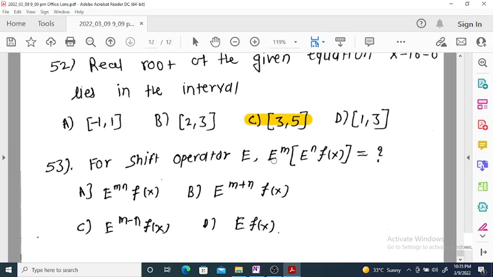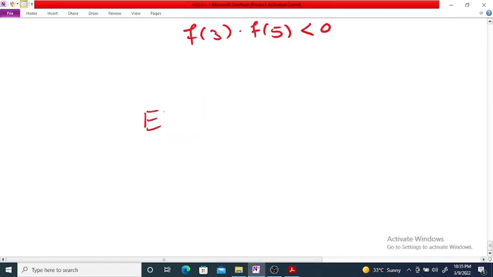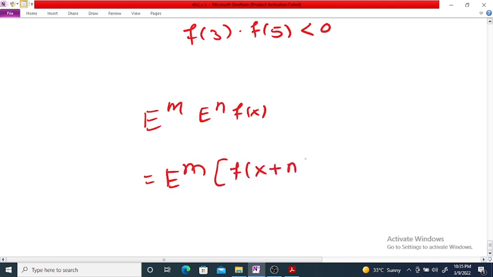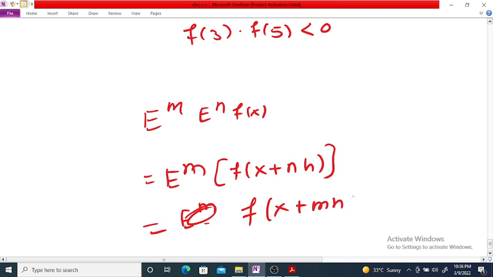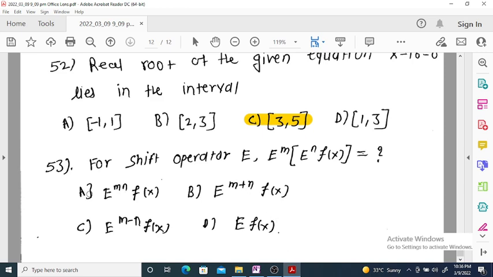3, 5. For the shift operator E raised to m into E raised to n f of x. So E raised to m into E raised to n f of x is nothing but E raised to m f of x plus nh. Now E is what? F of x plus h. So E raised to m is what? This is nothing but f of x plus mnh, and this is nothing but E raised to mn f of x. So the correct option is E raised to mn f of x.